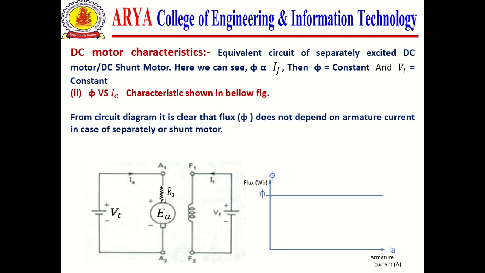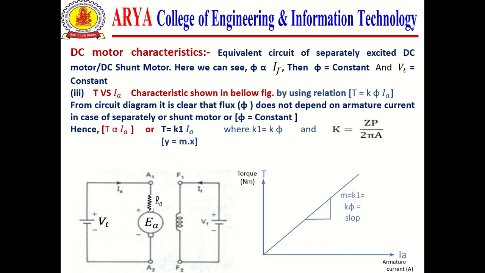Now comes the second characteristic, flux versus armature current. What is the impact on flux? It is already clear from the circuit diagram that the flux produced by the separately excited or DC shunt motor does not depend on the armature current. This is parallel with the armature. Is it clear? I hope this concept is clear.